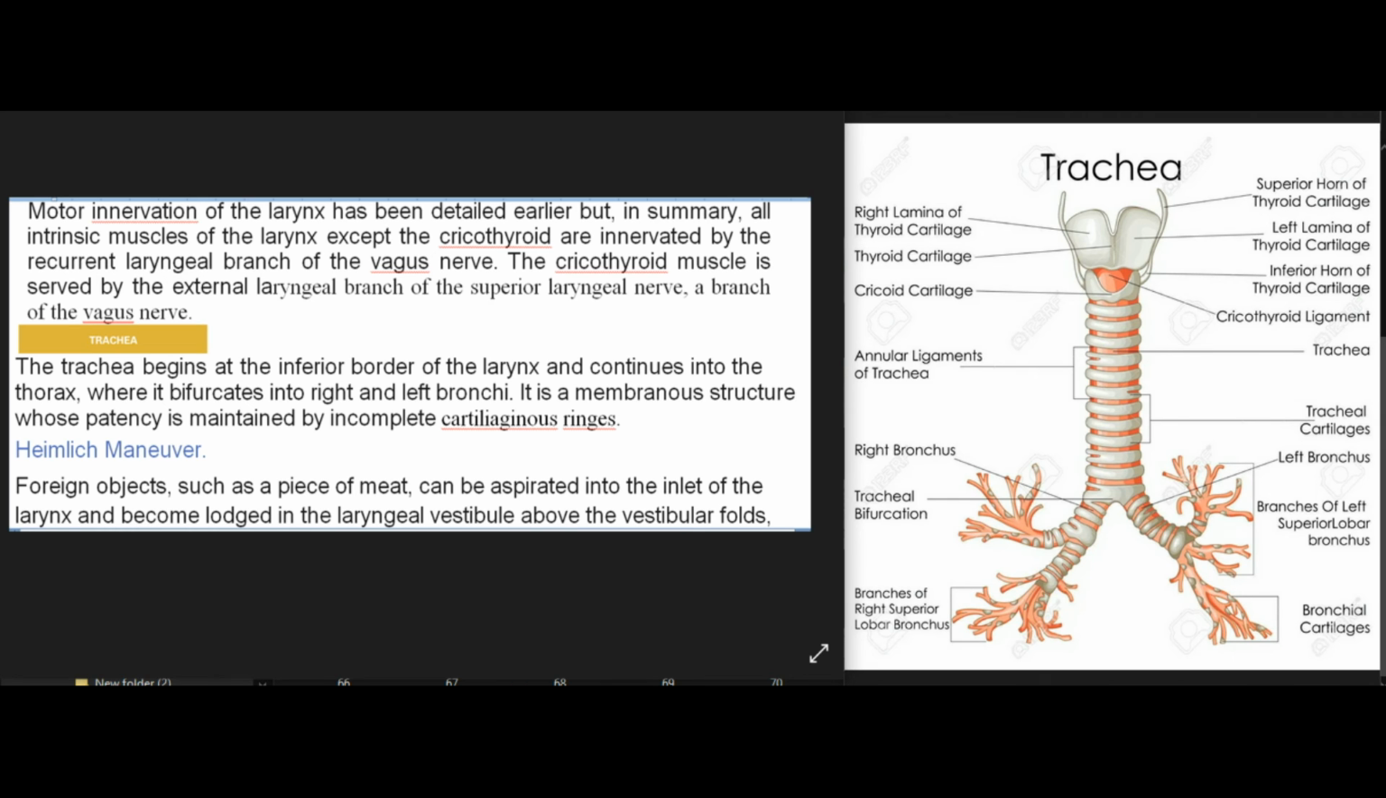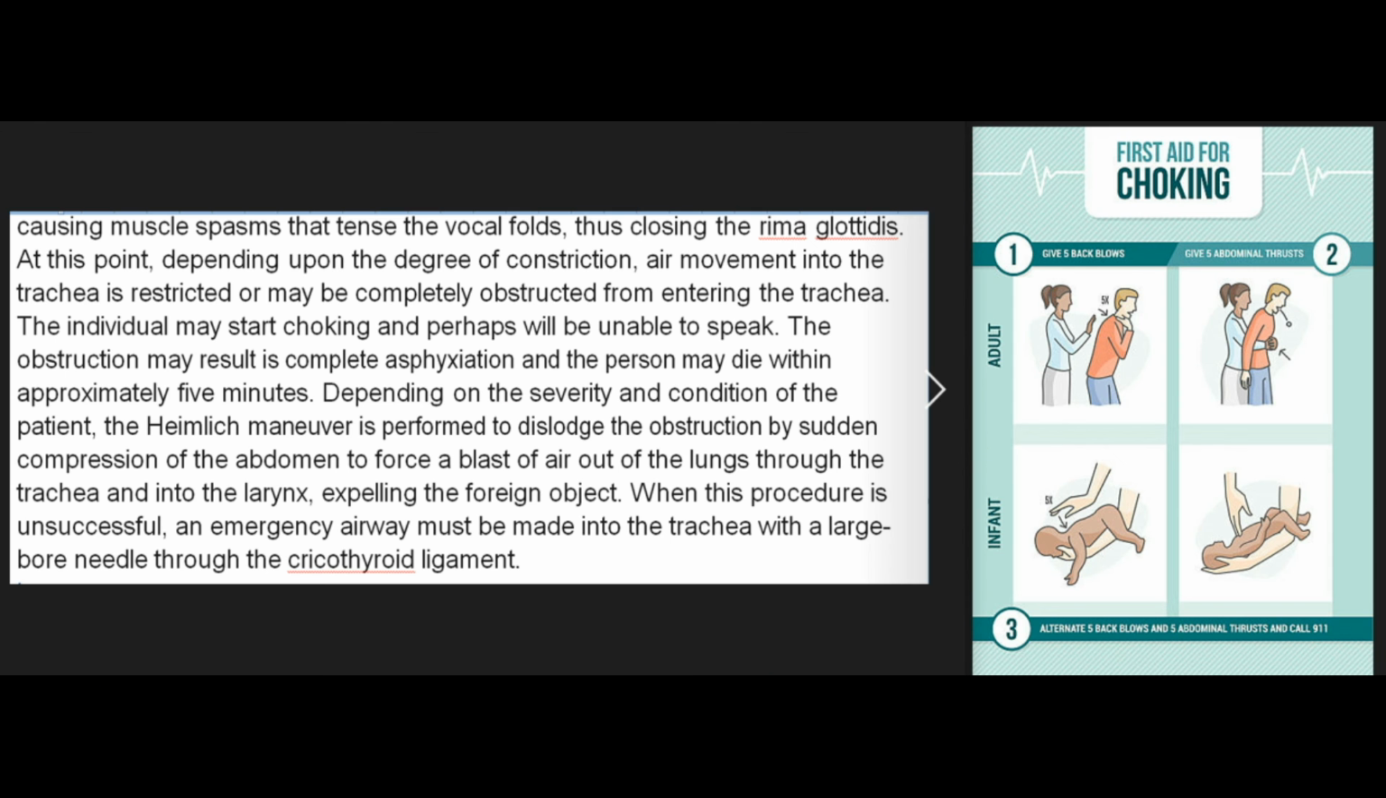Heimlich maneuver. Foreign objects, such as a piece of meat, can be aspirated into the inlet of the larynx and become lodged in the laryngeal vestibule above the vestibular folds, causing muscle spasms that tense the vocal folds, thus closing the rima glottidis. At this point, depending upon the degree of constriction, air movement into the trachea is restricted or may be completely obstructed from entering the trachea.